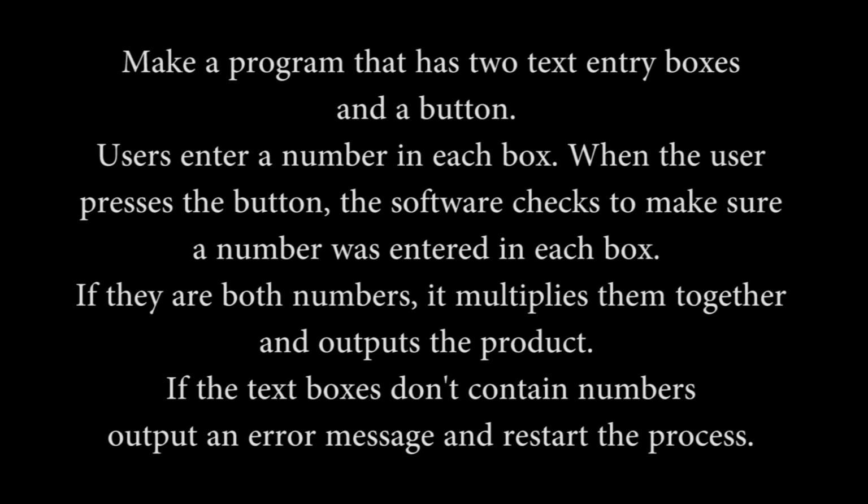For this example, we're going to assume that we're going to make a program that has two text entry boxes and a button. Users enter a number in each box. When the user presses the button, the software checks to make sure a number was entered in each box. If they're both numbers, in other words digits, it multiplies them together and outputs the product. If the text boxes don't contain numbers, an error message is output and we restart the process.